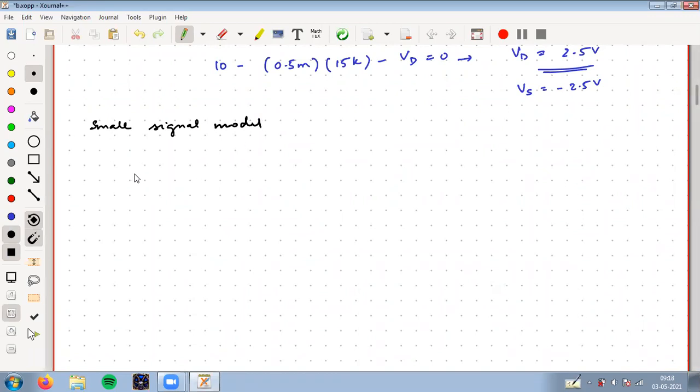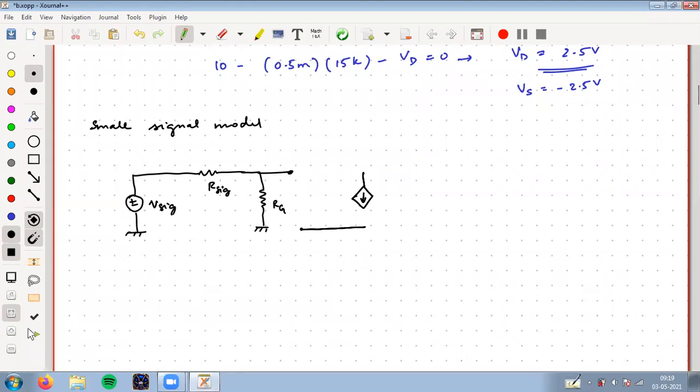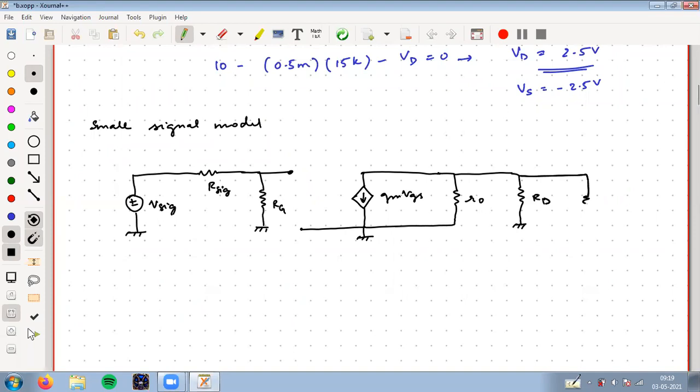Have any queries? Stop me. So this is plus minus V signal, ground, R signal, then RG, then we have a dependent source here, GM into VGS, then R0, this is ground, common source, this is RD, this is RL. So this is V0.